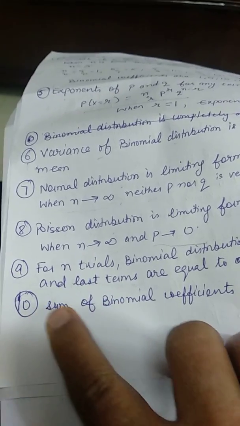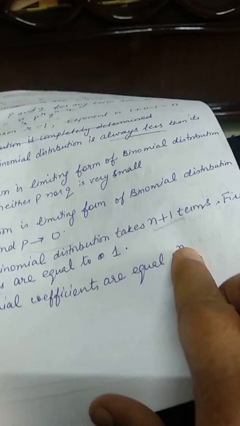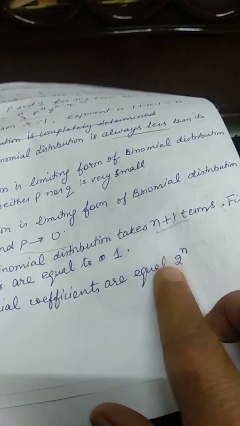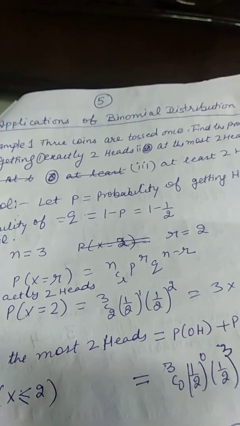Last property is the sum of the binomial coefficients is always equal to 2 raised to power n. Again, this thing I have explained. You can even verify it from the Pascal triangle. Then come the applications based on the binomial distribution. I am taking an example of the numerical problems of the binomial distribution.